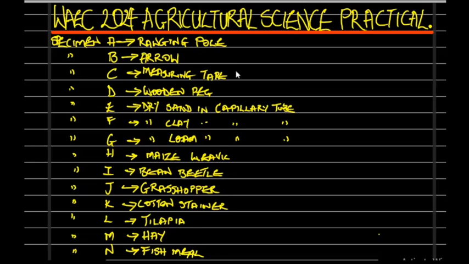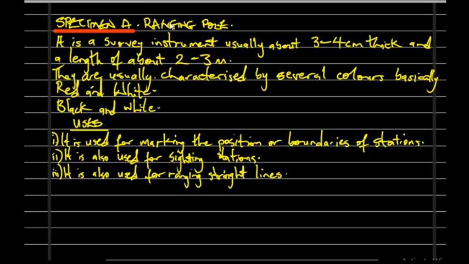For our specimen A, we have it to be the ranging pole. Now, the ranging pole is actually a survey instrument that usually has a thickness or a diameter of 3 to 4 centimeters, and then it has a length of 2 to 3 meters.